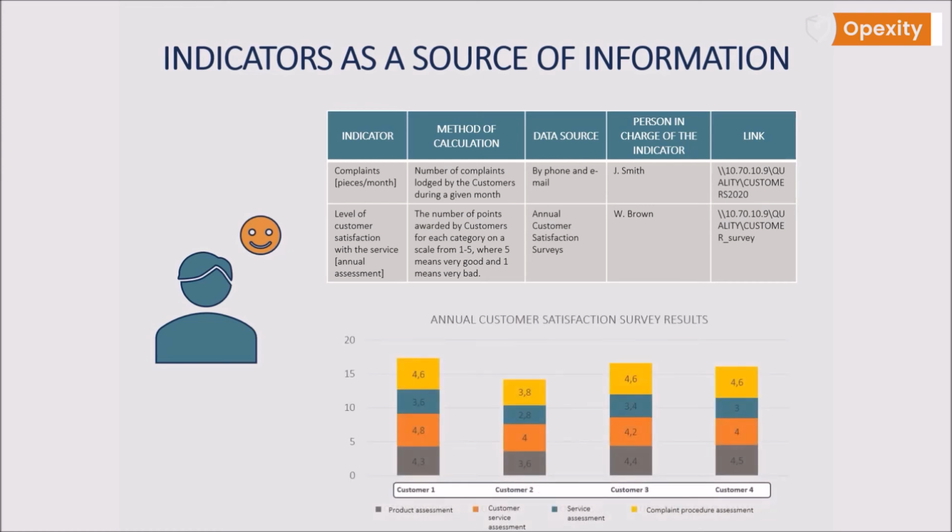Now let us take a look at the chart showing the customer satisfaction survey results. We can see that the second customer gave the weakest score. So we have to analyze its impact on the organization. The greater the impact, the more work we need to do to make the score better. If we analyze the results, we can also notice that the weakest score was given to service assessment. This is why we have to take a look at this issue and implement corrective actions to improve our customer service.